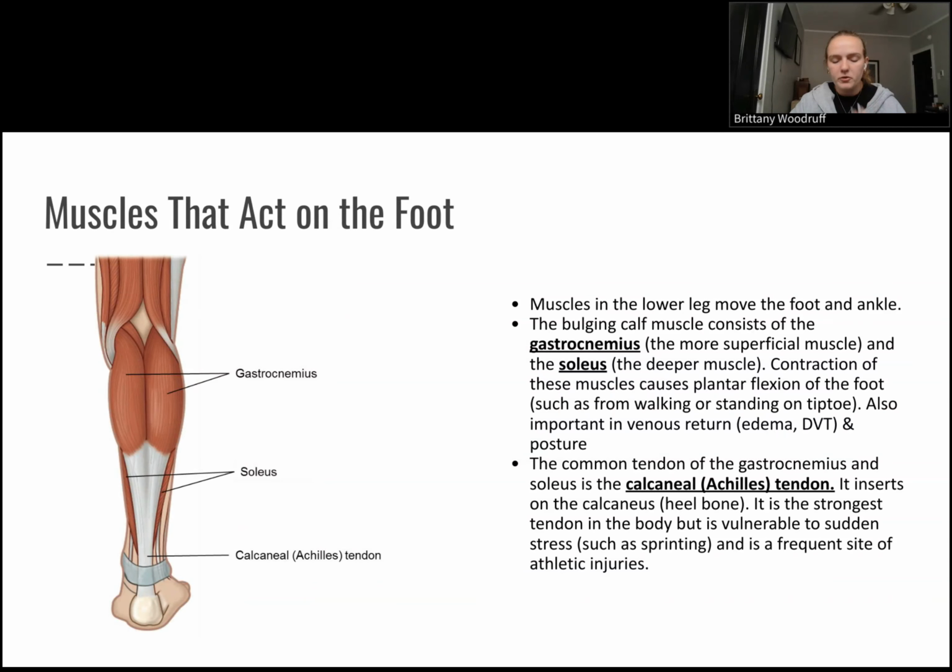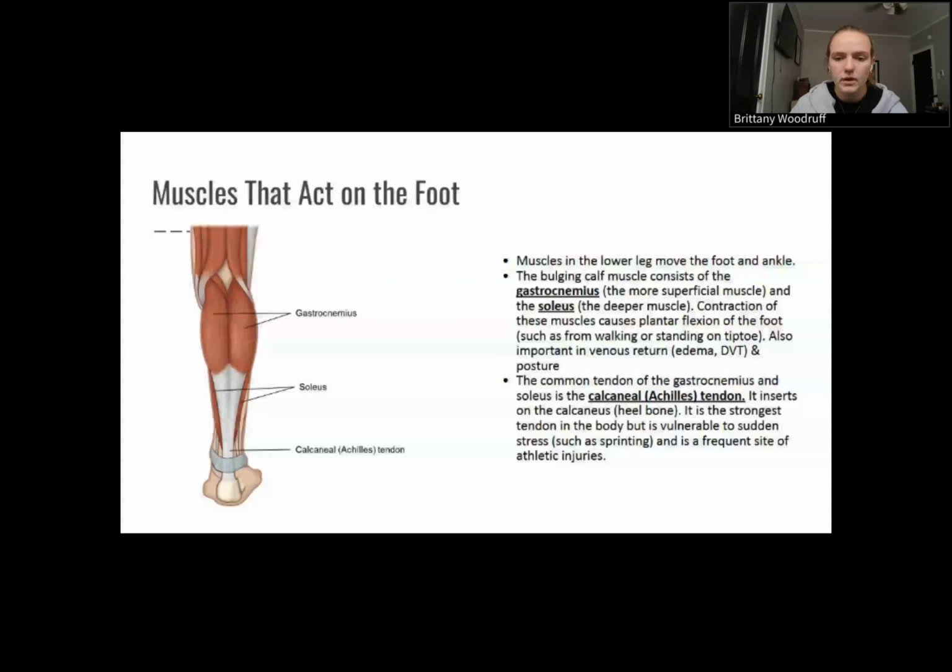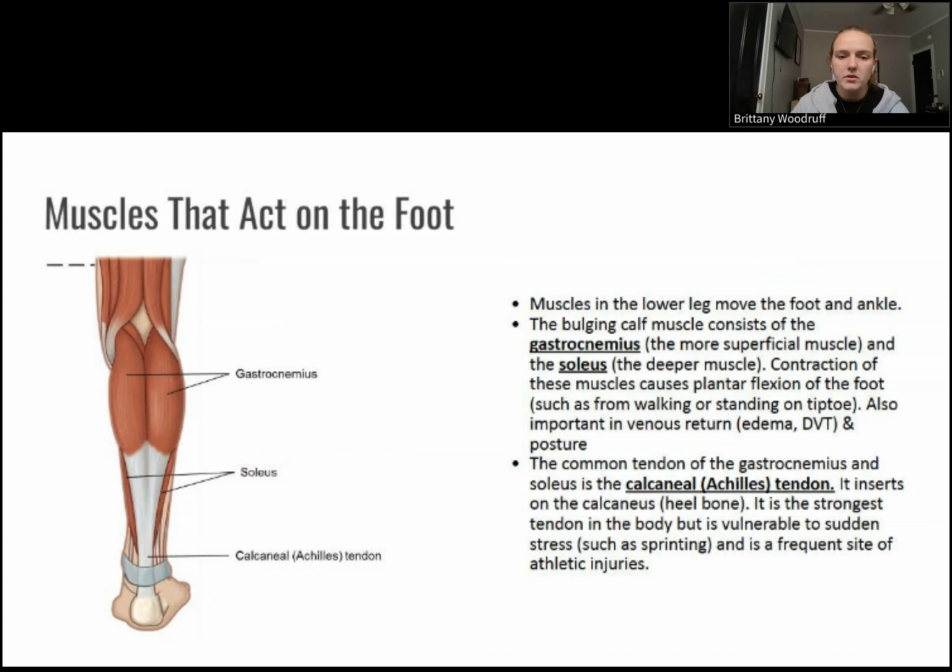Okay, so next we're going to move down to our lower leg. So looking at the back of the lower leg, so from that posterior view, you have this muscle here called your gastrocnemius. Now, your gastrocnemius, does anybody know what the prefix gastro means?